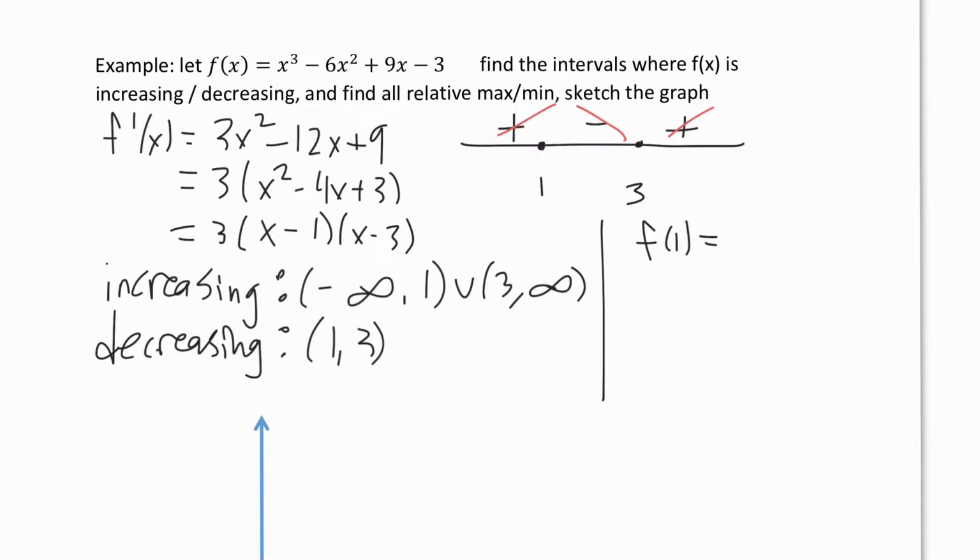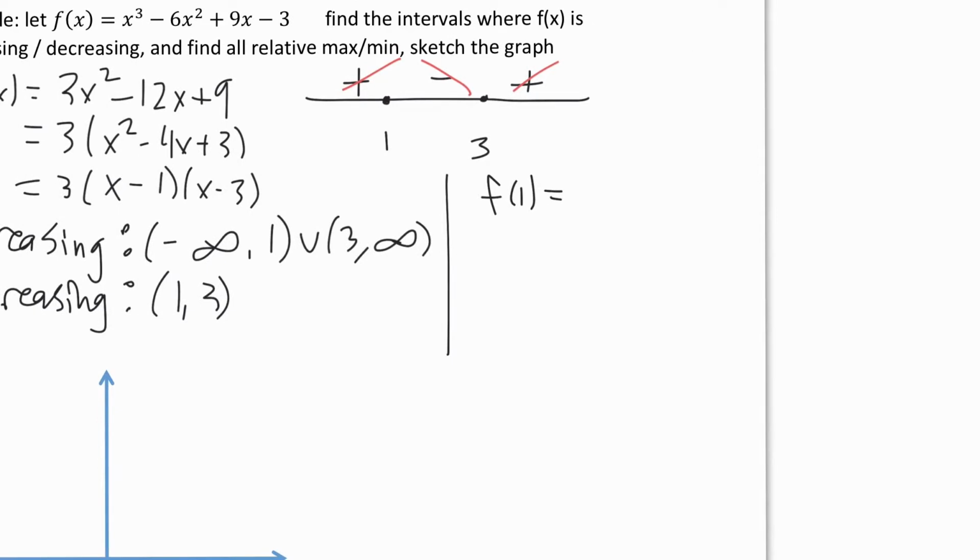And of course you're going to get 0 because the number 1 is a 0 of the derivative. That's how we came up with the number 1. So please don't plug the number 1 into the derivative. It would be a classic mistake. Instead, we have to plug the number 1 into the original function. So let's see what we get when we plug it into the original function. We'll get 1 minus 6 plus 9 minus 3. So we work that out and we get 1. So that's going to be our relative max.